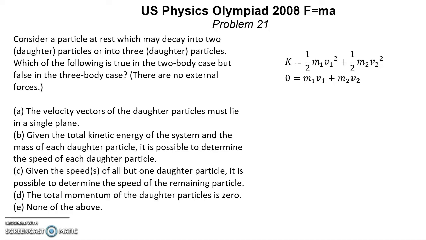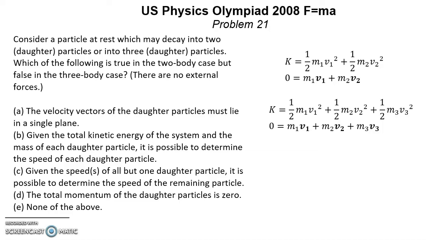But consider the three particle case. Now we have one equation for energy and three equations for momentum, because it's in vector form, three in 3D. But for each velocity we have three components, so we have nine unknowns for velocities and only four equations, so it's not solvable. It's no good. It means that B is the correct answer. Let's examine C.